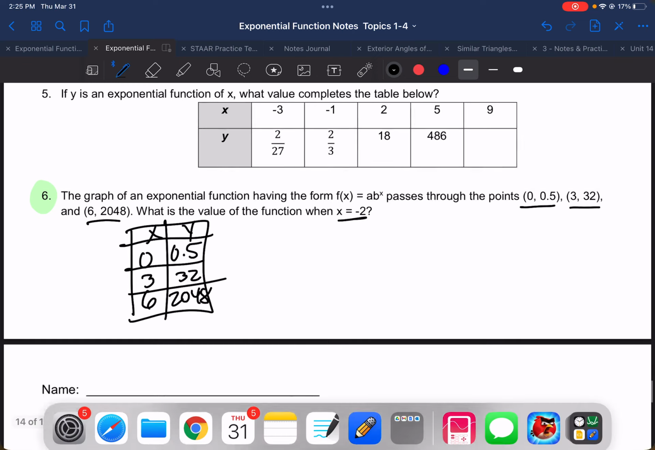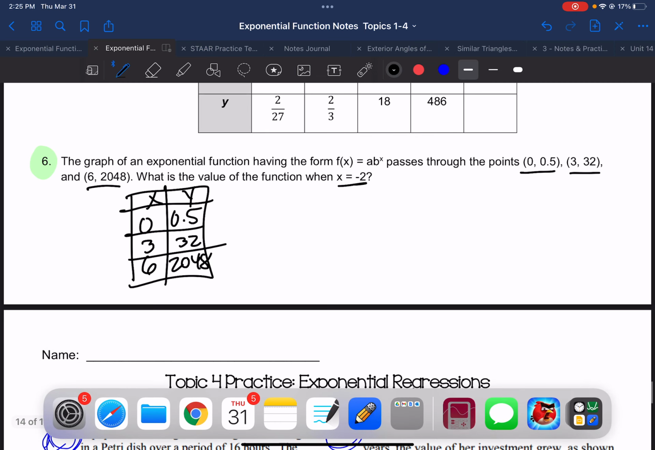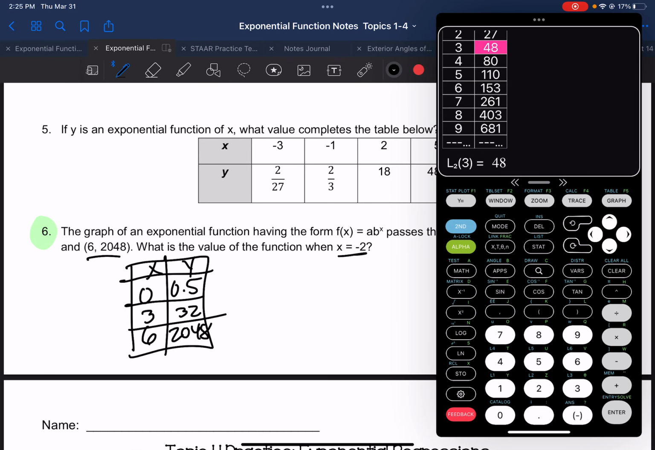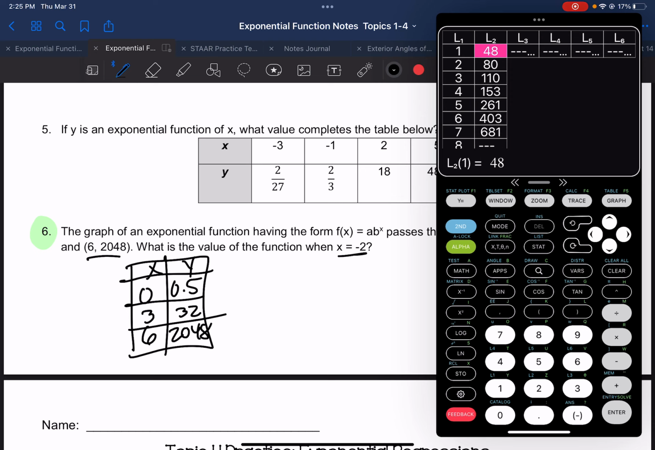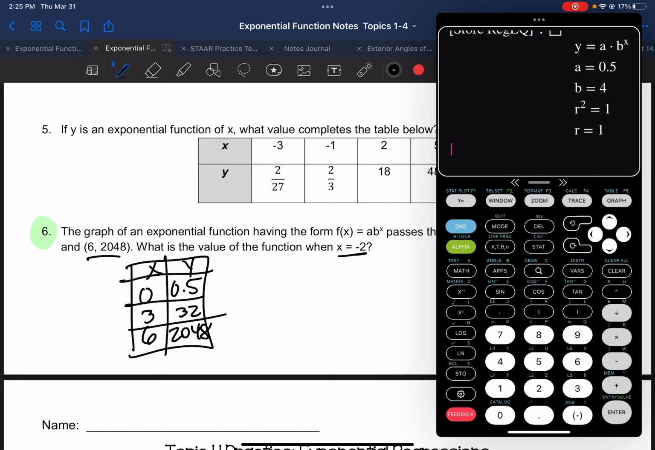So let's do this real quick. It's taking so much time. We can do it. All right, stat, edit, clear. All right, delete. All right, 0, 3, 6, yes sir. 0.5, yes sir. 32, yes sir. 2048. Bam. All right, stat, calc, 0. Stat, calc, 0. Enter. All right, so what do I have for my regression?